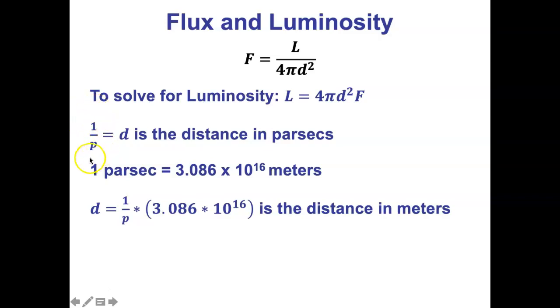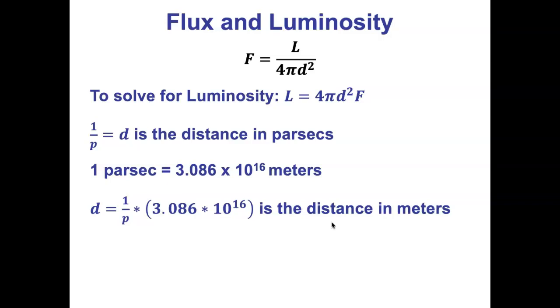Except, remember that when we take 1 over the parallax angle, that gives us the distance in parsecs. Right? For this equation, we want the distance in meters. So we get the distance in parsecs from parallax. We know that 1 parsec is 3.086 times 10 to the 16th meters. So if we take 1 over p, which is the distance in parsecs, and multiply by the number of meters per parsec, that'll give us the distance in meters.